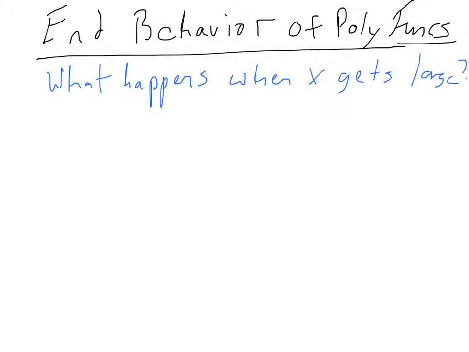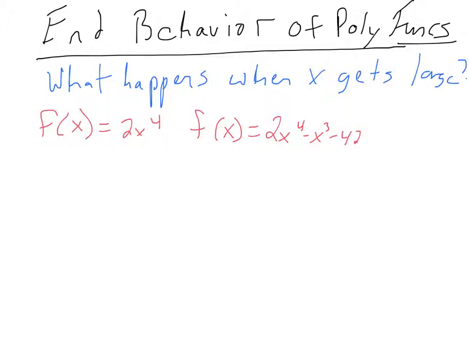The first one will be f of x equals 2x to the fourth. And the other one will be that same function that we just looked at a second ago, which was 2x to the fourth minus x cubed minus 42x squared minus 29x plus 70. That one takes a while to write out.